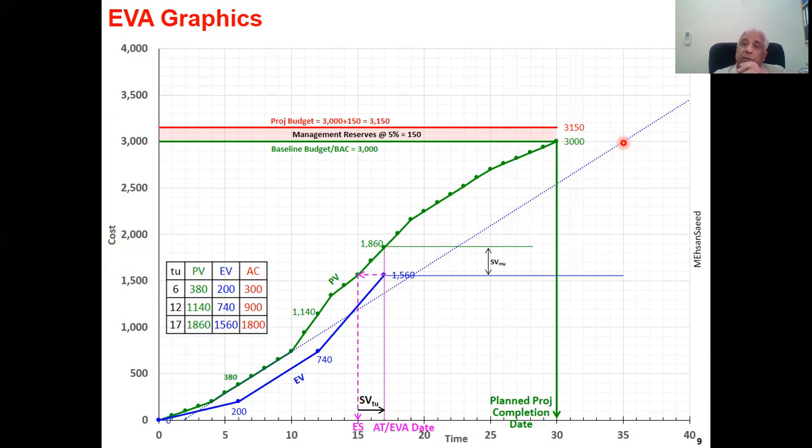But what is this value in terms of time? Look down. It is 35. So that means this project is going to complete in 35 days. Schedule forecast. Remember, the output of the control schedule process is schedule forecast. So your schedule forecast is 35 days instead of 30 days.